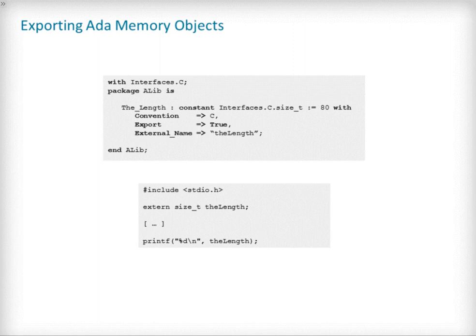In this example, we export an Ada entity to C that's a constant memory object with the value 80. The same aspects have been used as when exporting a subprogram, but the external name aspect has been altered in this case to the length. On the C side of the program, the main function again has to call ada init and ada final, and then can make use of the exported Ada entity. The output from this particular C main program would be the value 80.